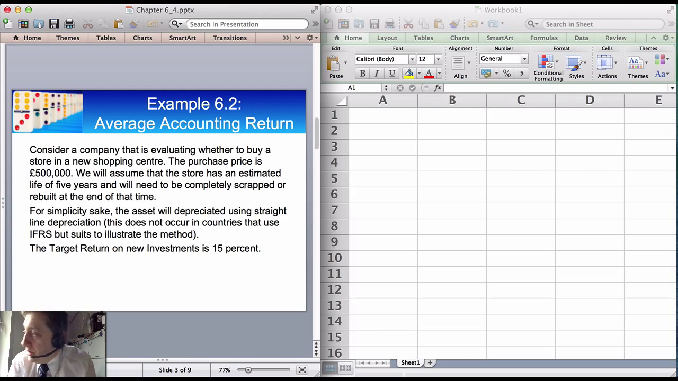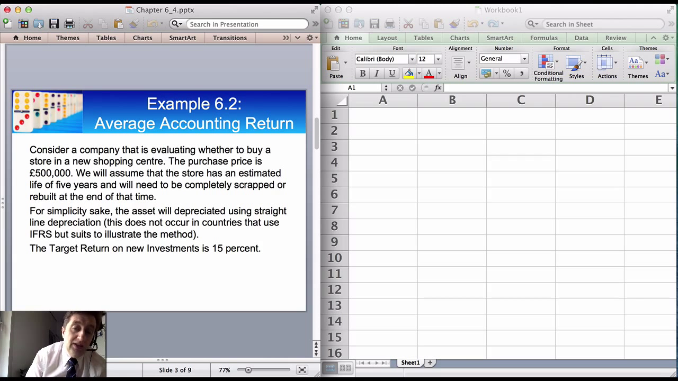So let's look at this particular example. We've got a company that is thinking of buying a store in a new shopping centre, and the price is £500,000. We're saying the life of the store is 5 years, and it's going to be completely scrapped at the end of that time. So the lifetime of the project is 5 years. We're going to have to depreciate the purchase price of that store over the 5 year period. And the question says here, the asset will be depreciated using straight line depreciation.